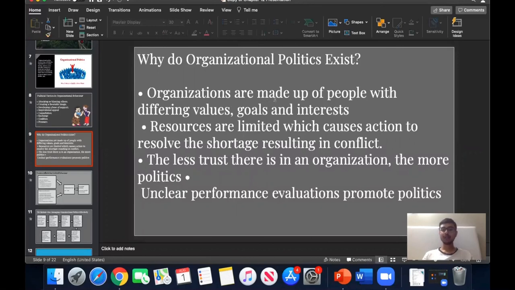Organizations are made up of people with different values, goals, and interests. Resources are limited, which causes action to resolve the shortage, resulting in conflict. The less trust there is in an organization, the more politics. Unclear performance also promotes politics.